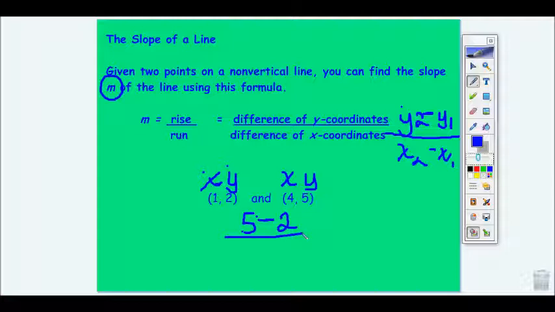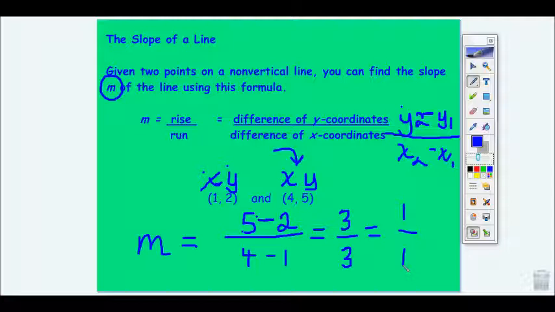Now the thing to remember with this is whichever point you start with, you need to do the same thing when you're finding the differences between the x's. So I started with the second point here, so I'm going to take that x, which is 4, and subtract the first x, which is 1. When I do this, 5 minus 2 is 3, and 4 minus 1 is also 3. Now, we can reduce that to just 1, but again, slope, m, equals rise over run, so you should write it as a fraction, 1 over 1.